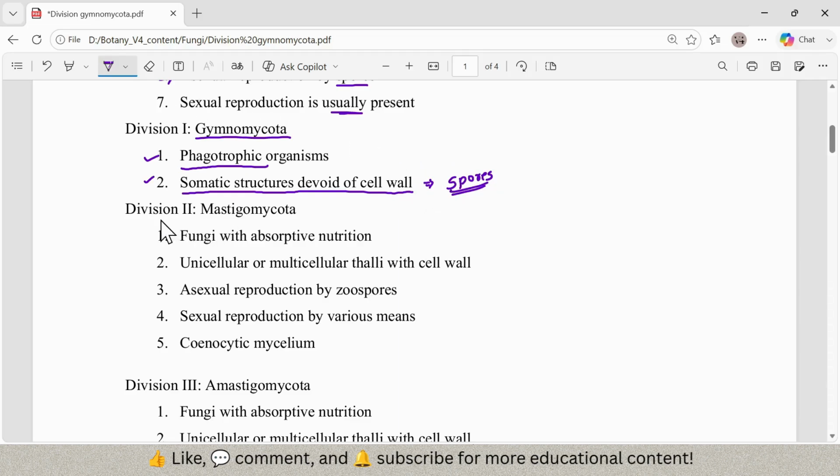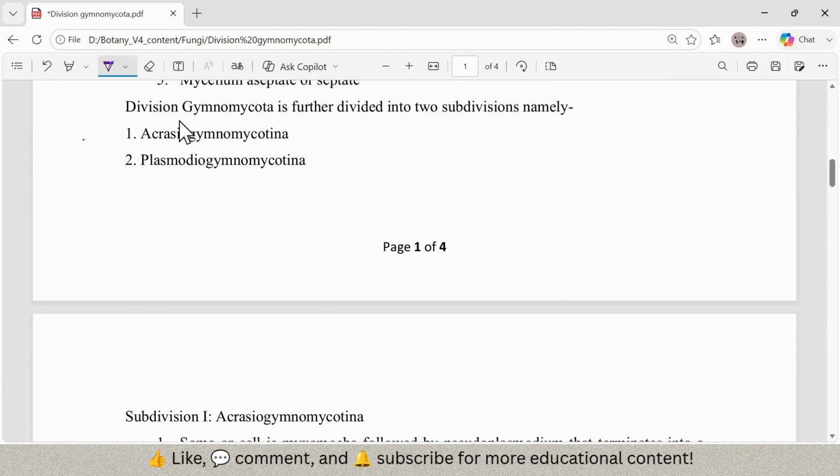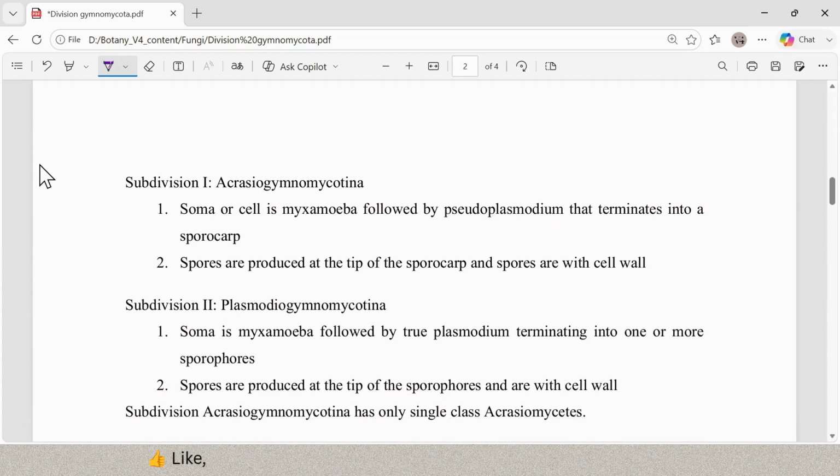Now the characteristics of divisions Mastigomycota and Amastigomycota we will be discussing in upcoming videos. Now let's focus only on division Gymnomycota. Division Gymnomycota is further divided into two subdivisions, that is Acrasiogymnomycotina and Plasmodiogymnomycotina.